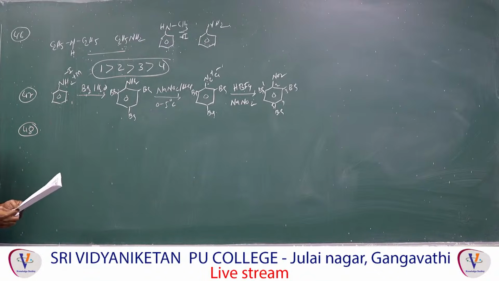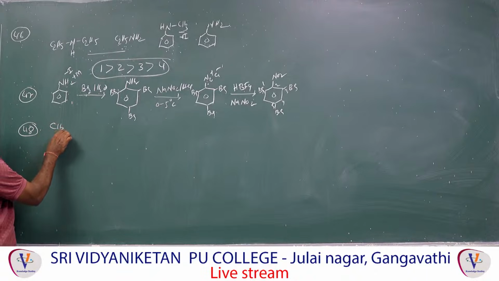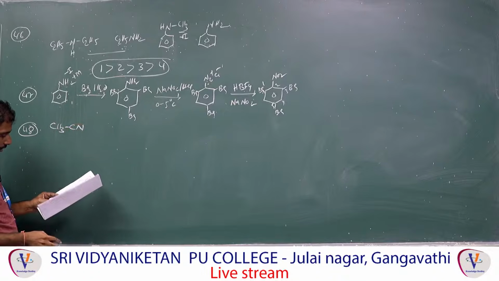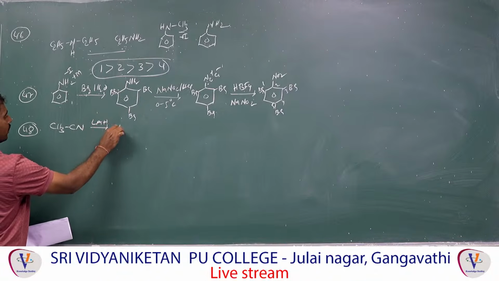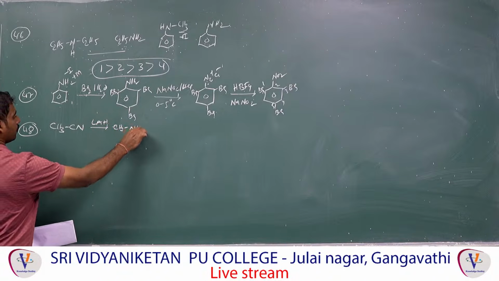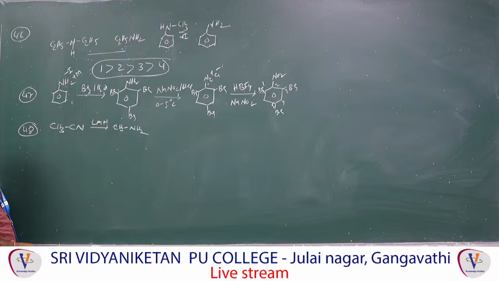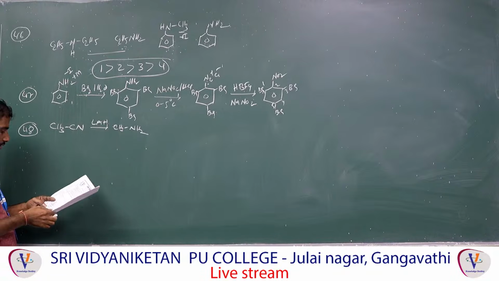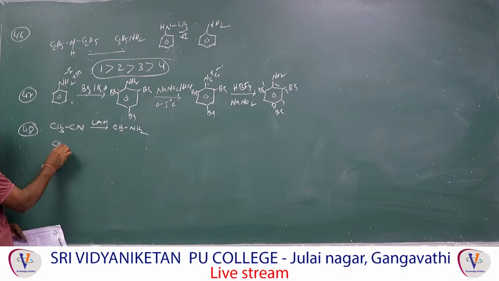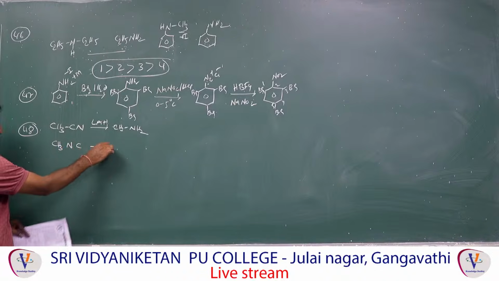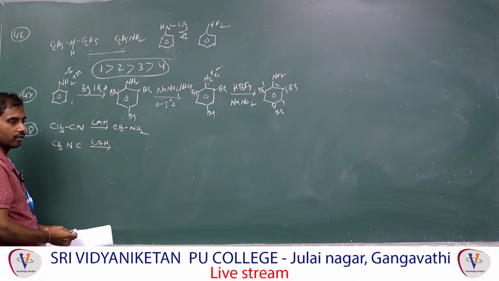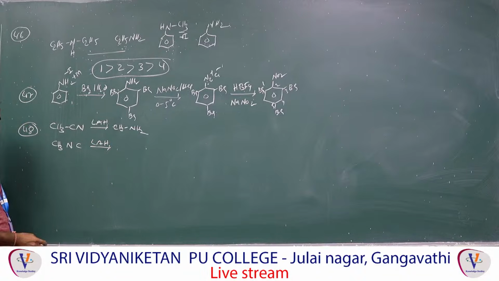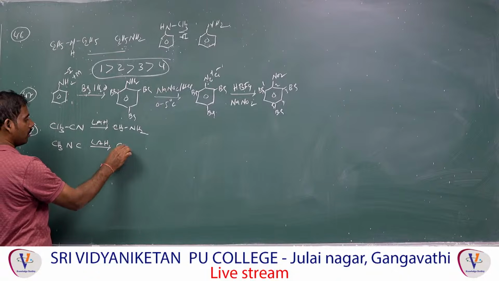Next one, 48. Which of the following reactions will not give the primary amine as the product? CH3CN with lithium aluminum hydride, LAH, is converted to CH3CH2NH2, because lithium aluminum hydride is a strong reducing agent. Next one, CH3NC, same with lithium aluminum hydride, that is called a strong reducing agent. Strong reducing agent reduces all functional groups. That means what happened?